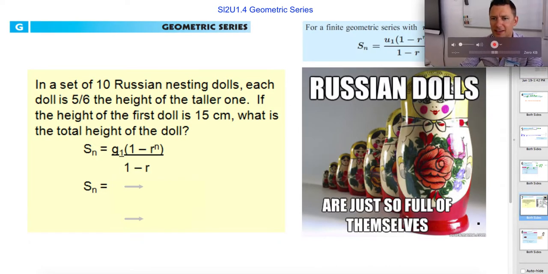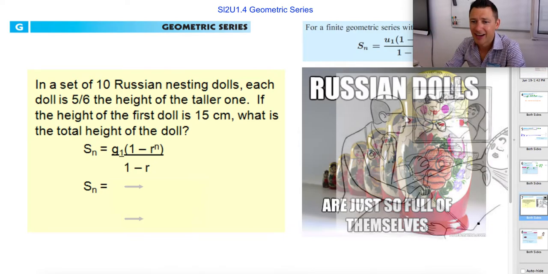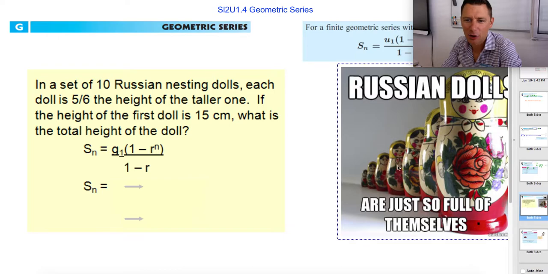All right. You've seen Russian nesting dolls. They kind of fit into each other. They're just so full of themselves. I like this one too. It's like an infinite screenshot taking an ultrasound of one of these because you can see each other. All right. Go away. There you go.